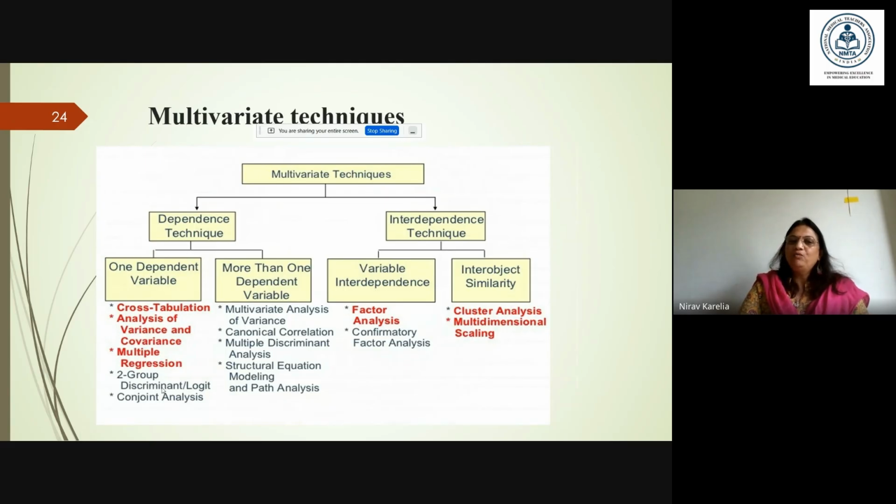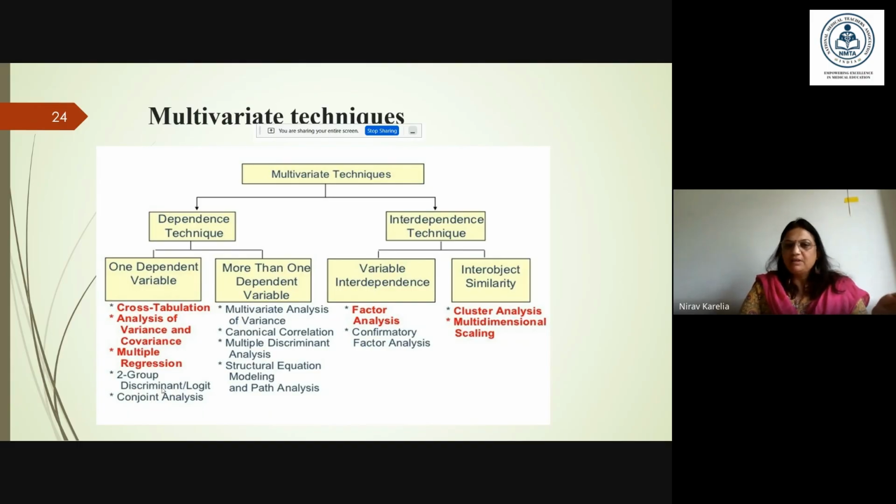Here also it depends on the number of variables, one variable or more than one. If you want to utilize a dependence technique, you select the method accordingly. If it is not clear whether your variables are dependent or independent, you go for the interdependence technique. There are some common scientific rules: depending on variable interdependence and inter-object similarity, you have to select the method. Today we only focus on factor analysis, regression analysis, and principal component analysis.